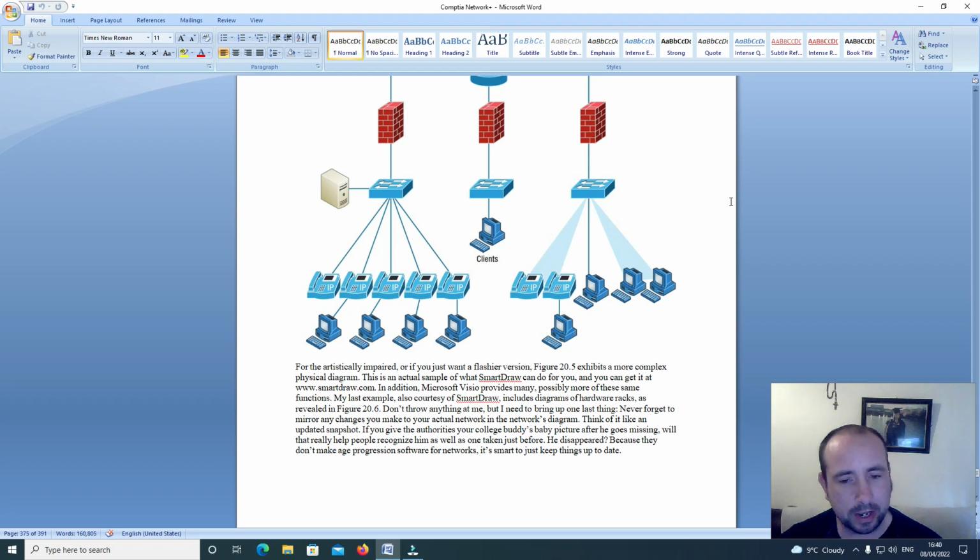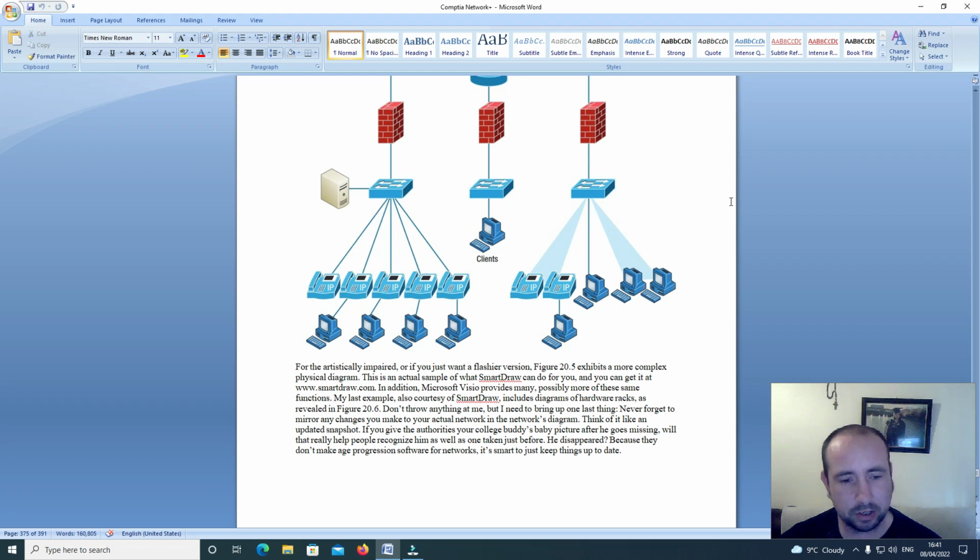You can get it at www.smartdraw.com. In addition, Microsoft Visio provides many, possibly more, of these same functions. My last example, also courtesy of SmartDraw, includes diagrams of hardware racks as revealed in figure 20.6. Don't throw anything at me, but I need to bring up one last thing.